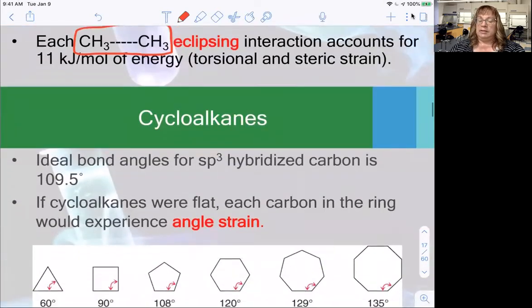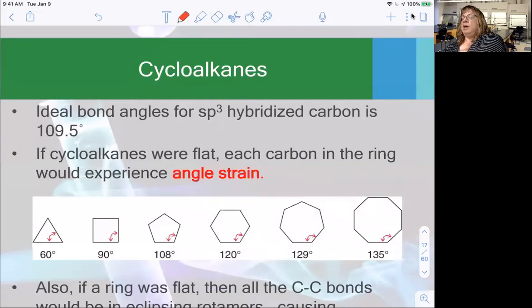All right, the next topic is going to be cycloalkanes, but I want you guys to think about these conformational analysis with the cyclic alkanes, so we're going to stop here.